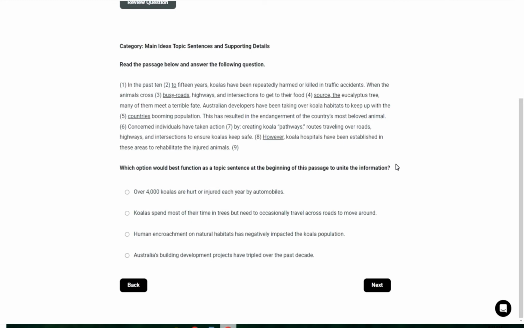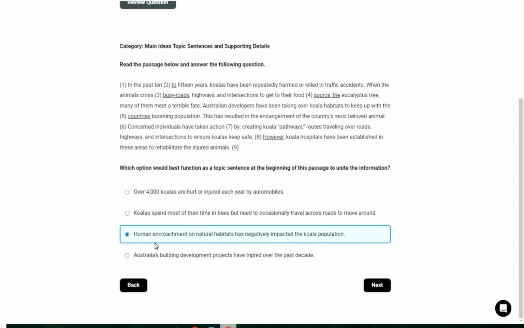B. Koalas spend most of their time in trees but need to occasionally travel across roads to move around. That one doesn't really make sense because it's not talking about how they get injured, why they get injured, and what people are doing. So not really. C. Human encroachment on natural habitats has negatively impacted the koala population. Now I love this introduction because it's saying human encroachment, which is kind of what this is talking about. Things like traffic accidents, which are caused by humans, have negatively impacted the koala population, and that's true. They've killed them, and when they cross these roads to get to their food, they meet a terrible fate.